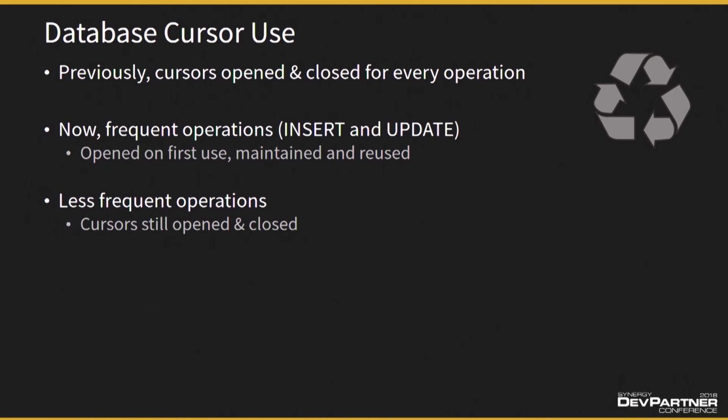Now, for the frequently used operations, primarily insert and update, we open a cursor for each of those operations the first time. So the first time there's an insert on the customer file, we create a cursor specifically for that, and we keep it around and reuse it. And the same for update. So 2 cursors per file being replicated, we keep around.